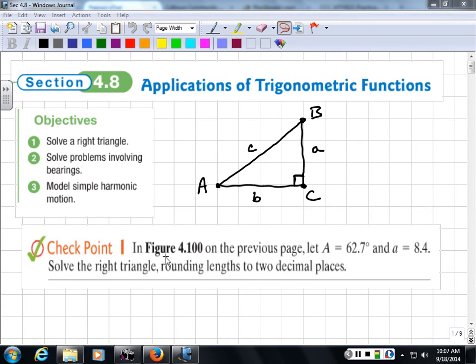We want to solve a right triangle. We want to solve problems involving bearings. And we want to model simple harmonic motion.